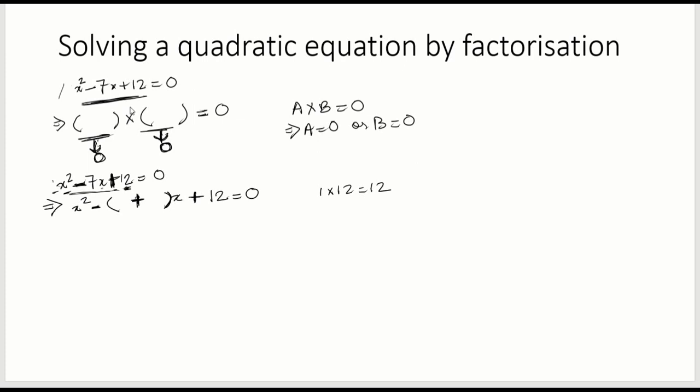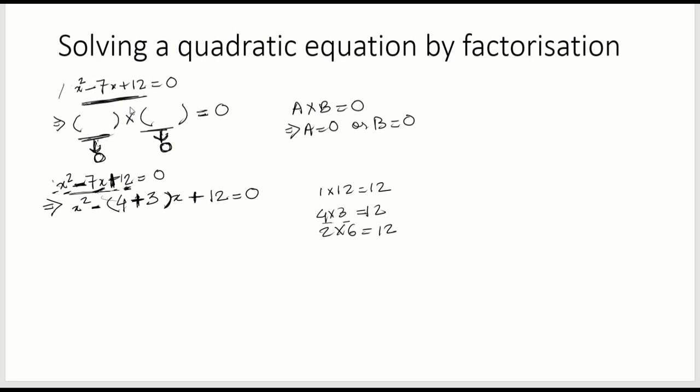Now we want to express this 7, which is in the middle term, minus 7x. As you can see, we need to express 7 as the sum of two factors of 12. What are the factors of 12? 12 can be written as 4 cross 3, as 12 cross 1, as 2 cross 6. You can write 12 in various ways, right? But you see, only 4 plus 3 gives us 7. So we will write here 4 plus 3.